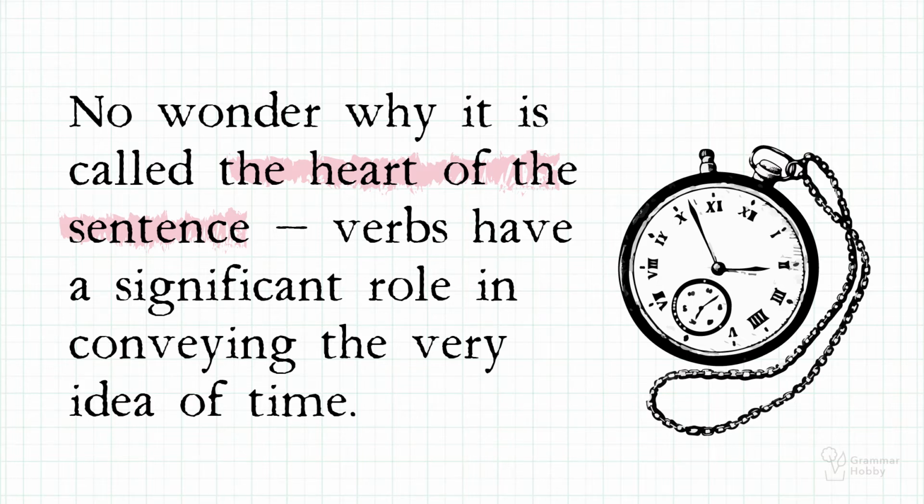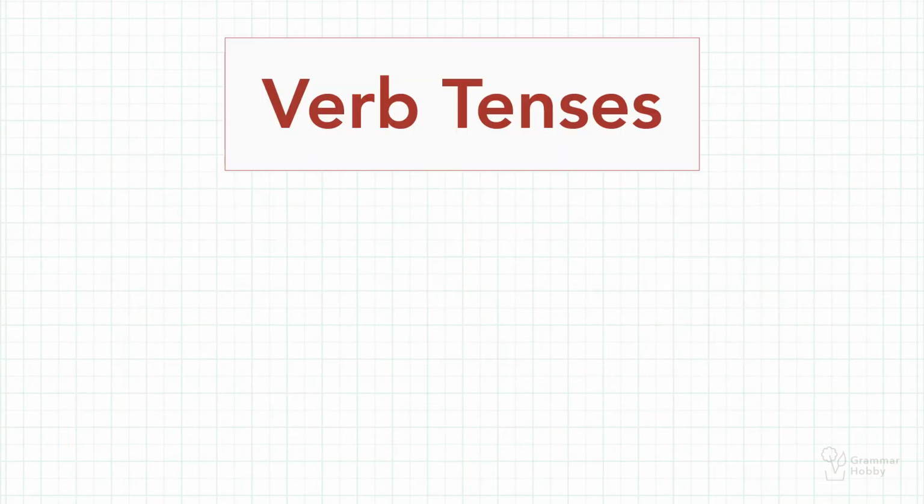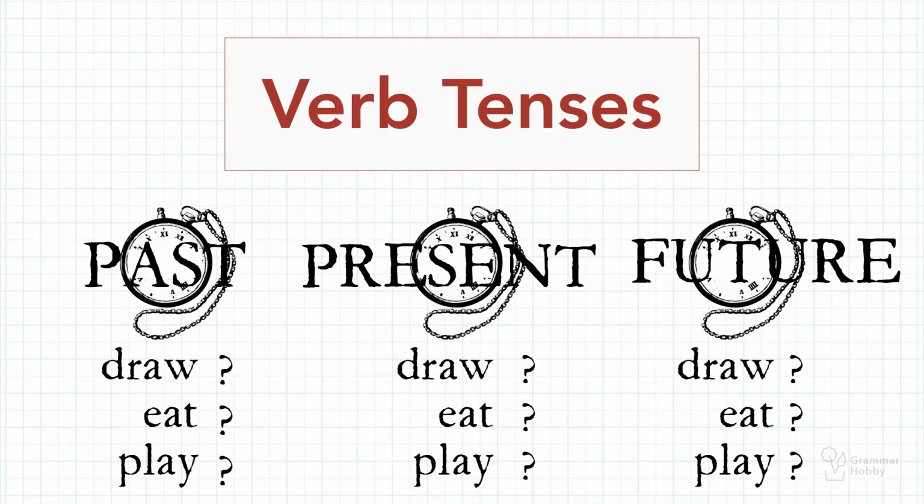No wonder why it is called the heart of the sentence. Verbs have a significant role in conveying the very idea of time. In grammar, we call this term verb tenses. Without verb tenses, it would be so hard for anyone to tell their actions in the past, present, and future.